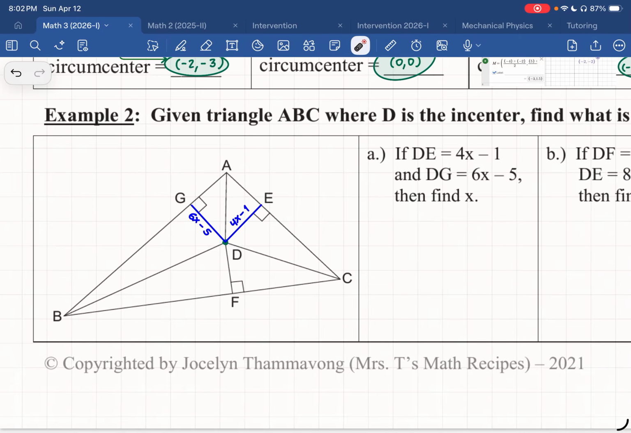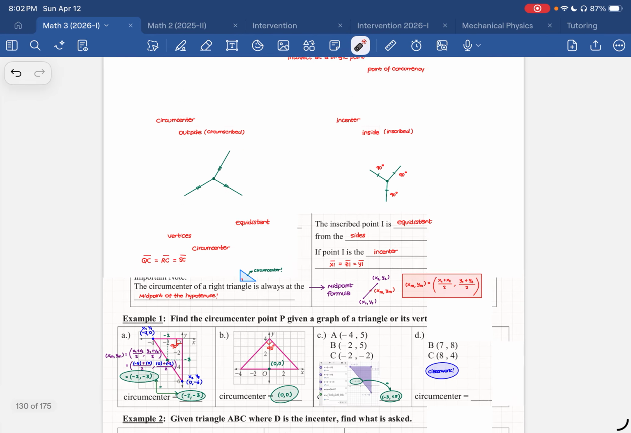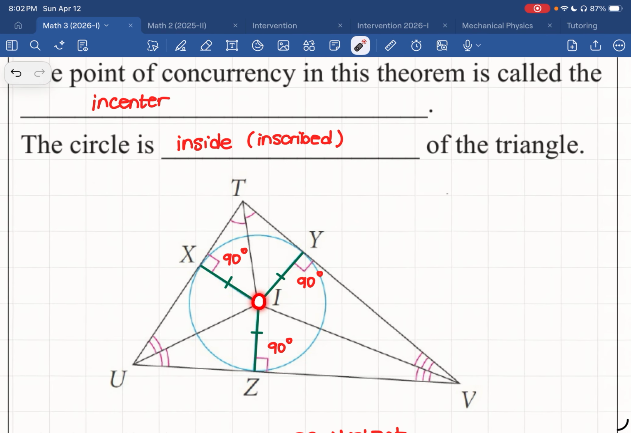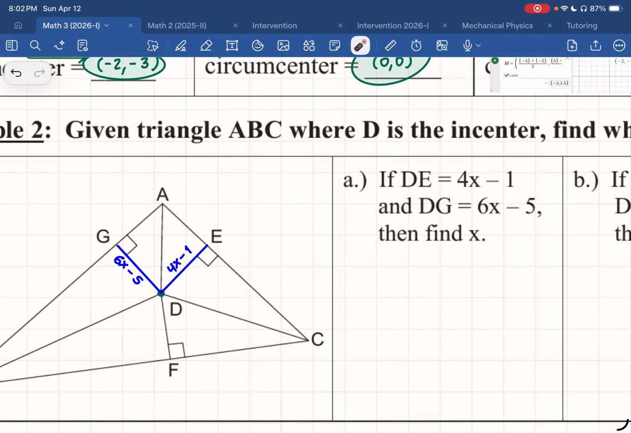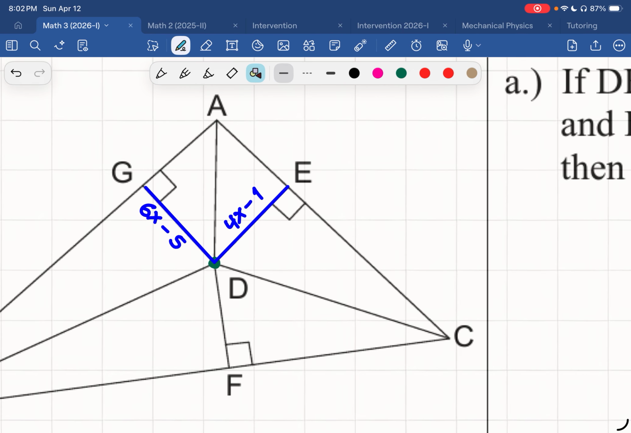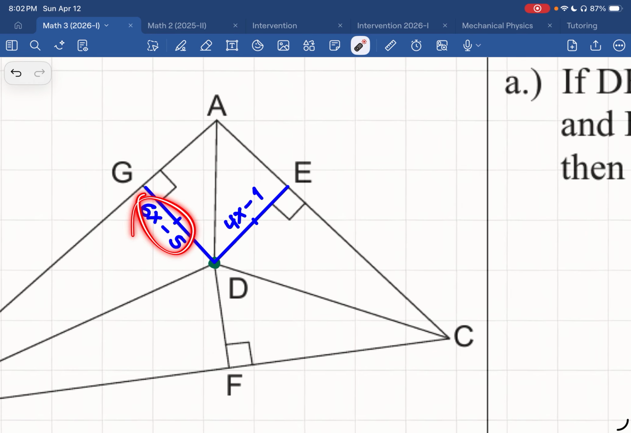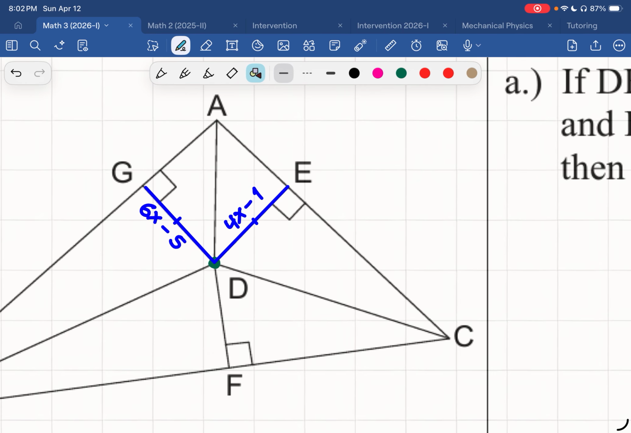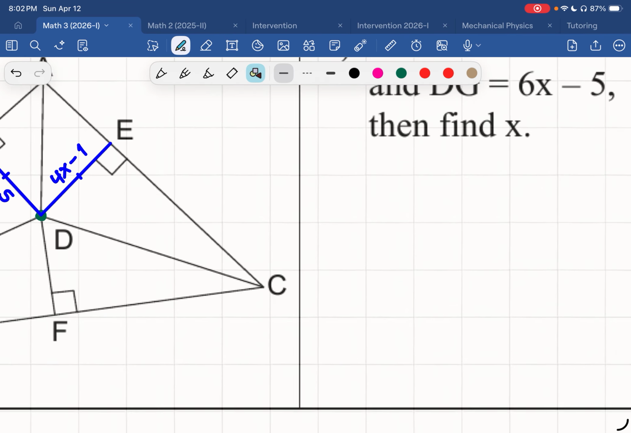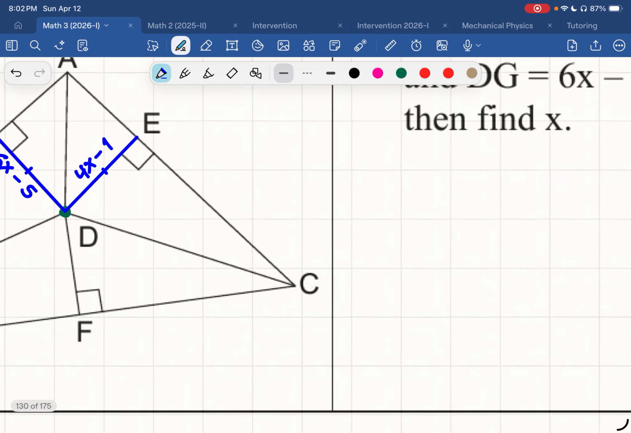Okay, guys. According to what I told you about the in-center, whenever you have an in-center, the distance from the center to the sides of the triangle is the same, right? So I can say this distance over here is the same as this distance over here. So technically, this is the same as this. I'm going to write: 6x minus 5 is equal to 4x minus 1.